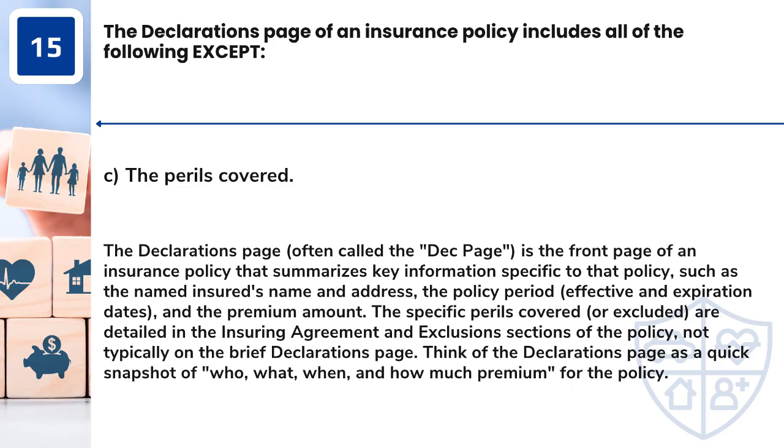Answer: C. The perils covered. The declarations page, often called the deck page, is the front page of an insurance policy that summarizes key information specific to that policy, such as the named insured's name and address, the policy period, effective and expiration dates, and the premium amount. The specific perils covered, or excluded, are detailed in the insuring agreement and exclusions sections of the policy, not typically on the brief declarations page. Think of the declarations page as a quick snapshot of who, what, when, and how much premium for the policy.